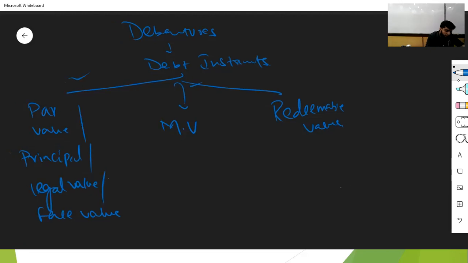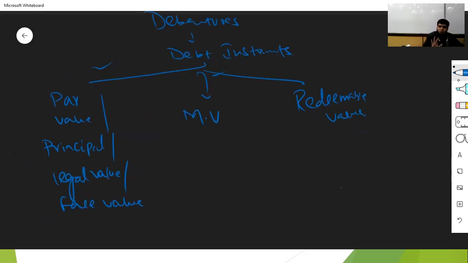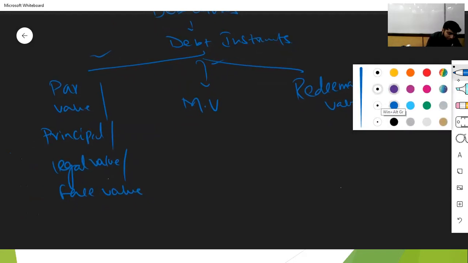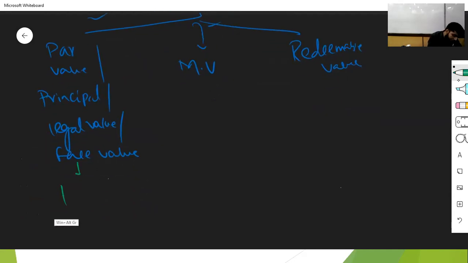Now let's discuss what these values are. Par value is the legal value. It's a nominal value. It's a face value. It is fixed by law. I have no control on this value. I can't control this one. It's a legislative value. So par value, it's a legal value, fixed by law. Legislatively, in every jurisdiction, there will be a par value for debenture.